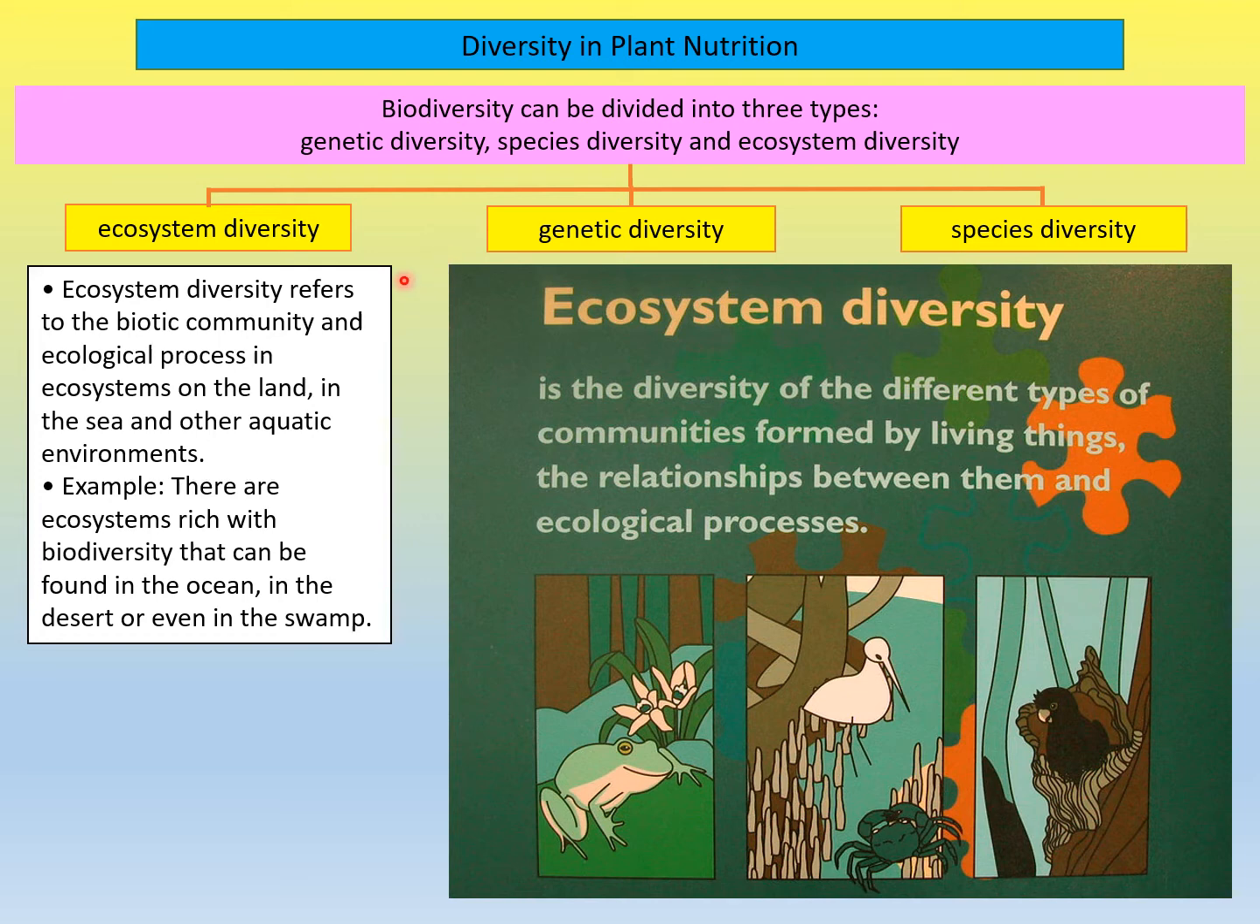Ecosystem diversity. Ecosystem diversity refers to the biotic community. Biotic means living things. It includes the flora and fauna and ecological process in the ecosystem on the lands, in the sea, and other aquatic environment. For example, there are ecosystems rich in biodiversity that can be found in the oceans, in the desert, or even in the swamp. Look at these diagrams. This is the biotic community living in the wetlands. This is the biotic community living in the swamp area, and this is the biotic community living in the forest. Okay, biotic includes the flora and fauna.